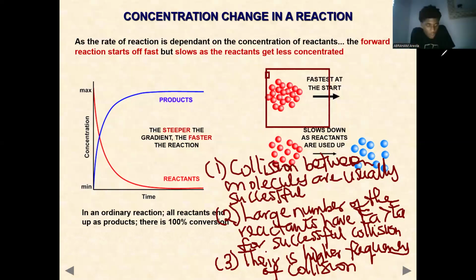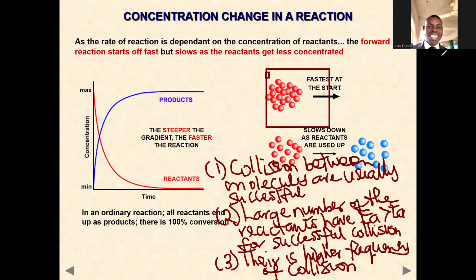This is when you told me for when the reaction is slow: a large number of the reactants have energy less than the EA required for a reaction to start. The frequency of the collision is usually low. The reactants do not have the EA required to start the reaction. Then the last one: collision between the reactants are unsuccessful. So it has been summarized together now.